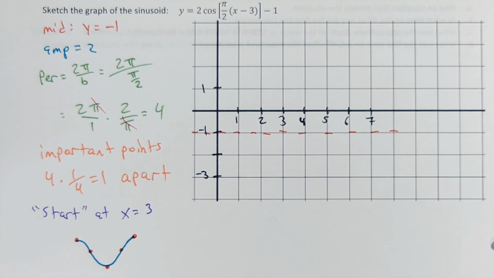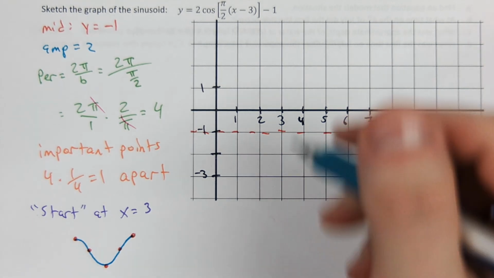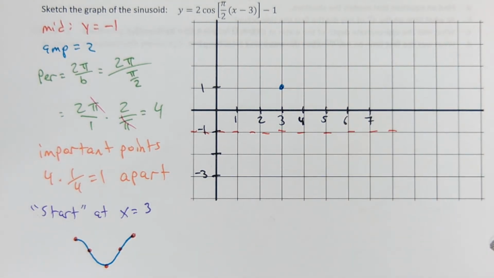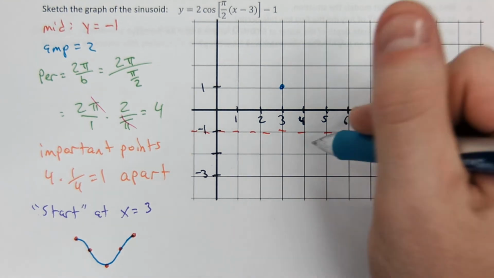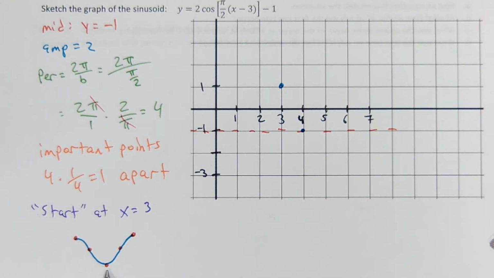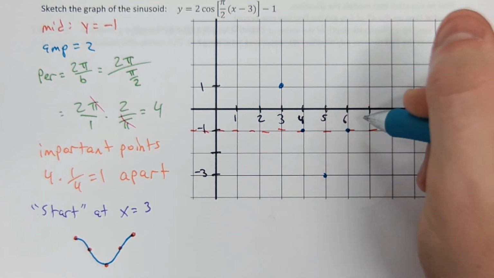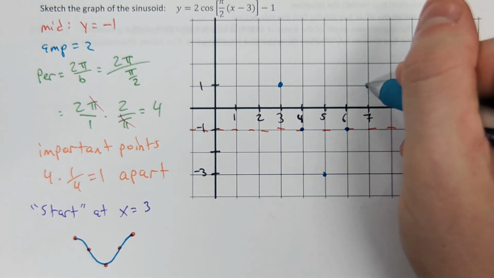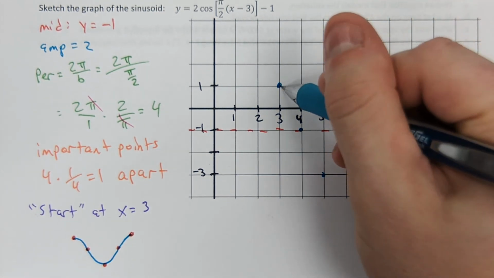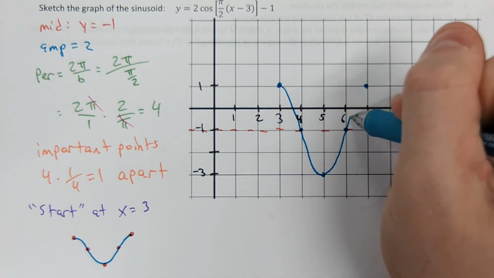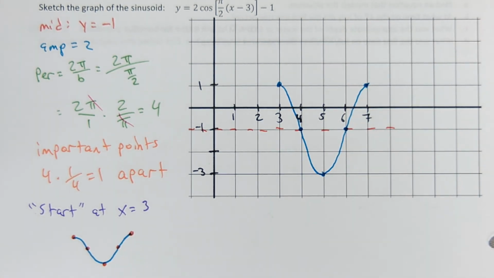Positive cosine waves begin at a maximum. Our maximum begins at x equals 3. 1 tick mark over puts me on my midline. 1 tick mark after that puts me at my minimum. Back up to midline, finishing up, back at the maximum. And of course, if I can graph this thing going to the right, I should also be able to graph it going to the left, just going by my tick marks.